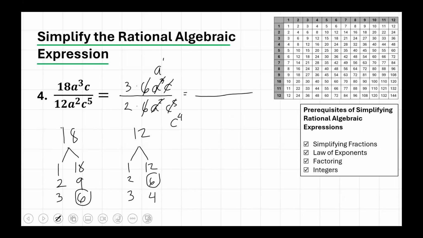So we can write our final answer, 3a over 2c raised to 4. And that's our simplified form.